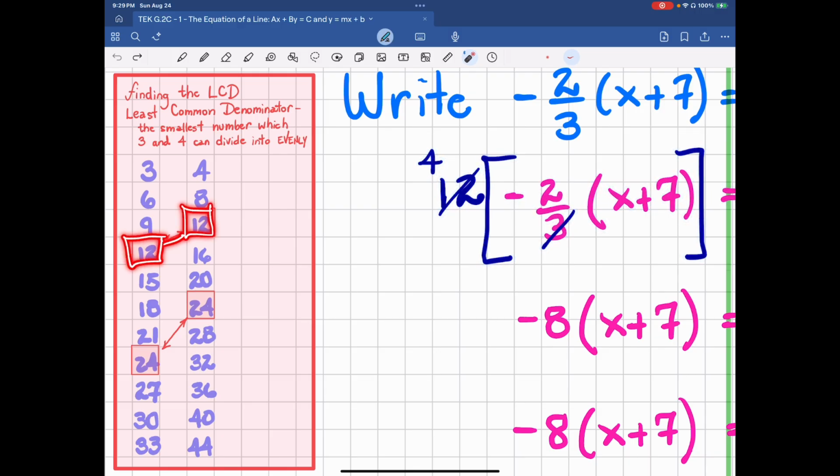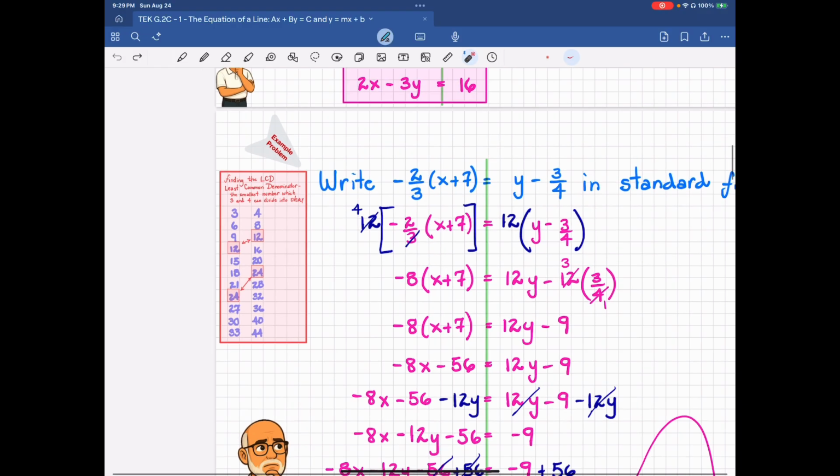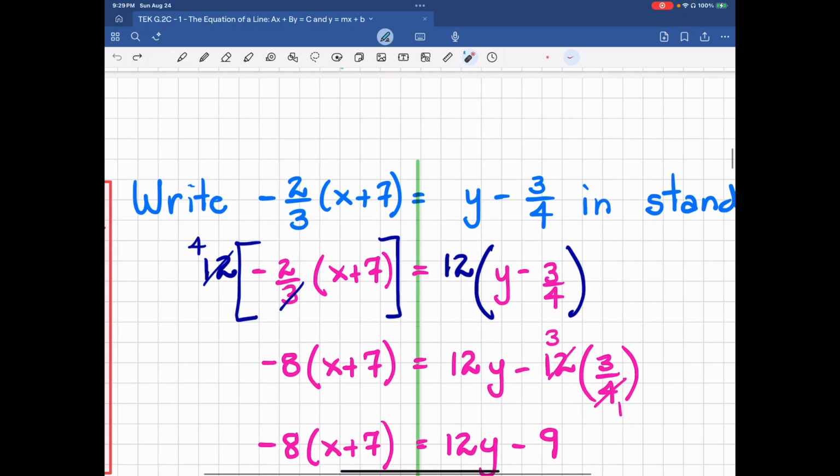So this would be my LCD. Now you could have chosen 24, but you would have ended up having to reduce it. So always go with the LCD, the smallest common denominator. So I'm going to multiply both sides of my equation by that LCD, the 12.